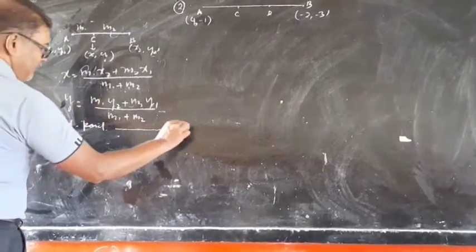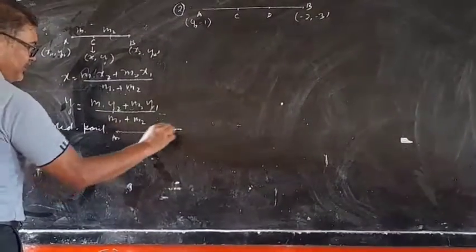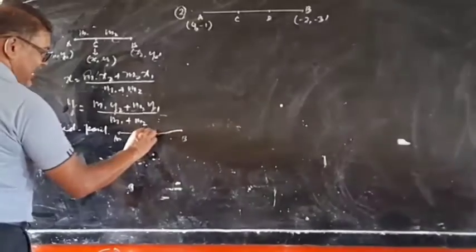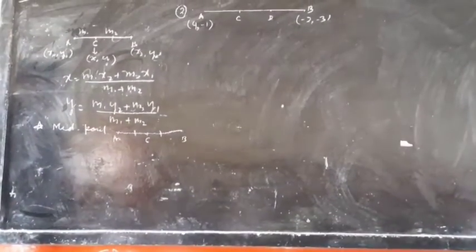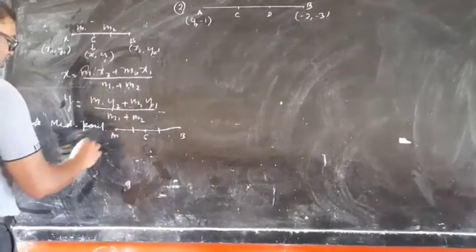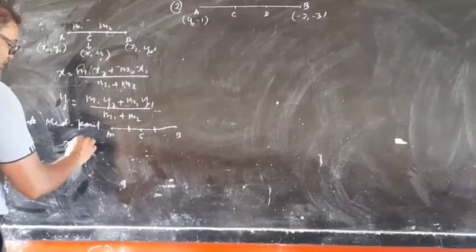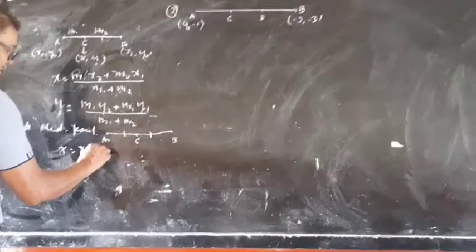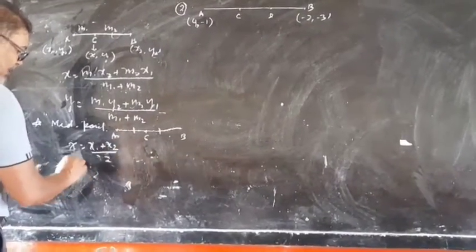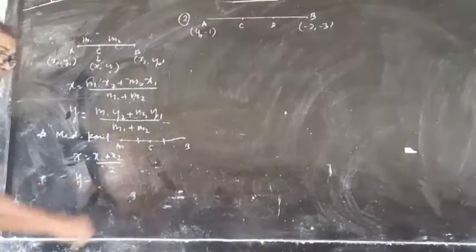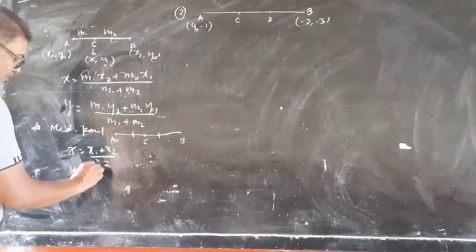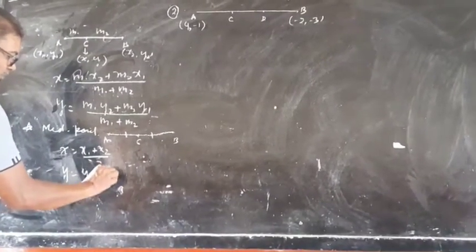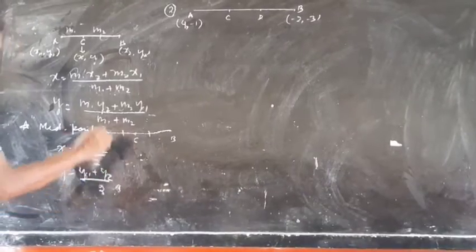What is the condition of midpoint? Suppose you have been given 2 points A and B and C is exactly the midpoint of AB. In this condition, the formula for x is equal to x1 plus x2 divided by 2, and the formula for y is equal to y1 plus y2 divided by 2.